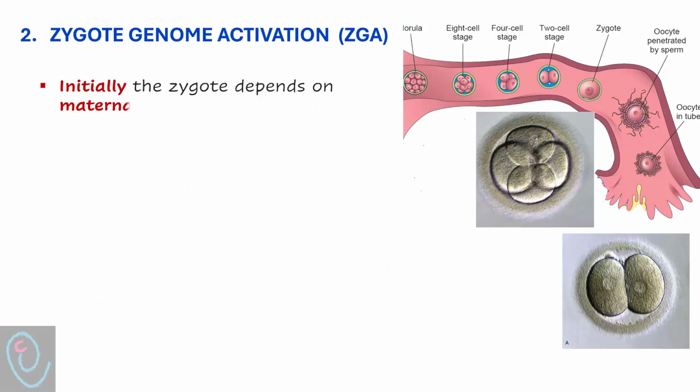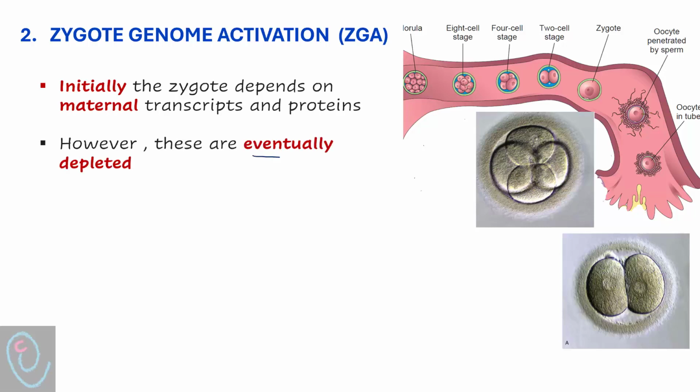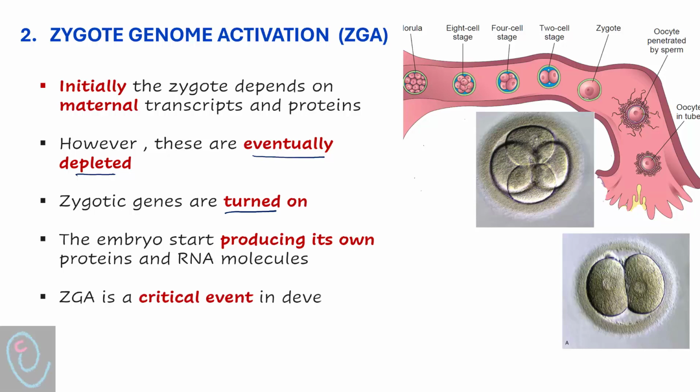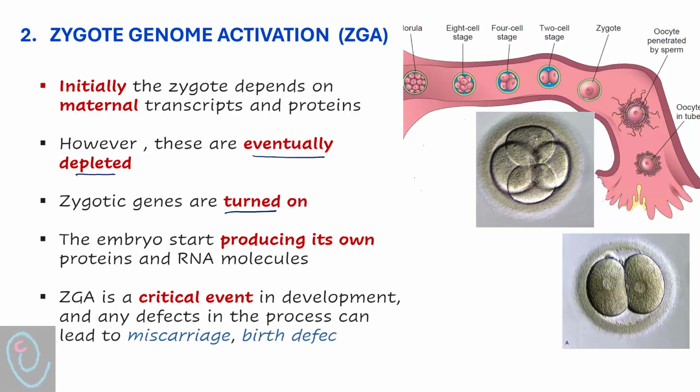Initially, the zygote depends on the maternal transcripts and proteins. However, these materials are eventually depleted, and the zygotic genes are turned on. Now the embryo starts producing its own proteins and RNA molecules. Zygotic genome activation is a critical event in development, and any defect in this process can lead to miscarriage, birth defects, or other health problems.